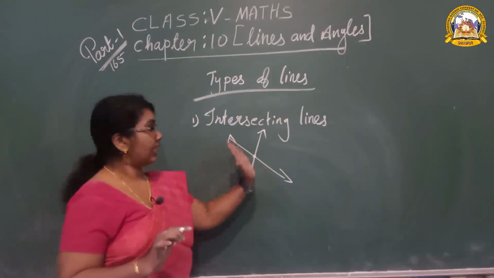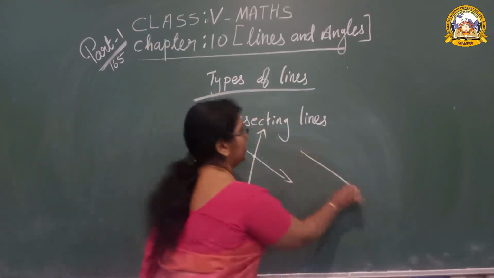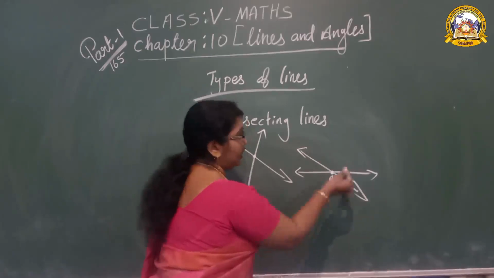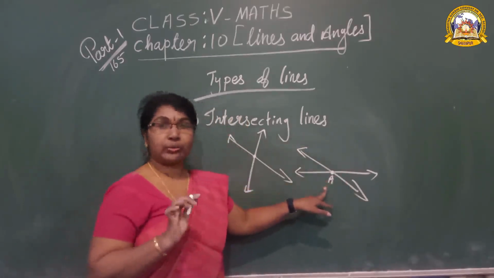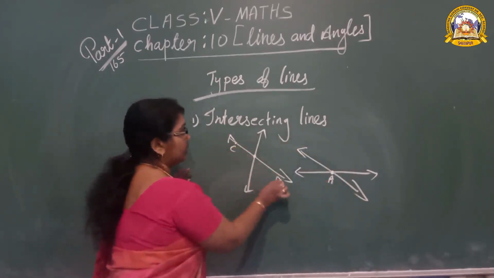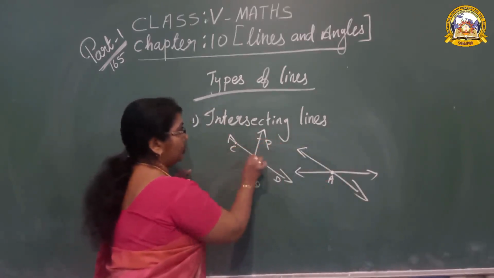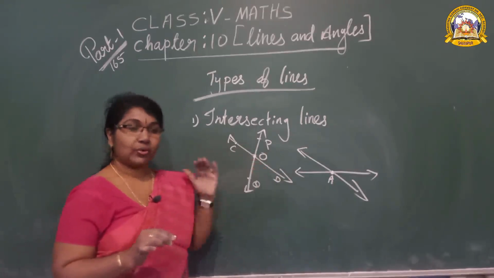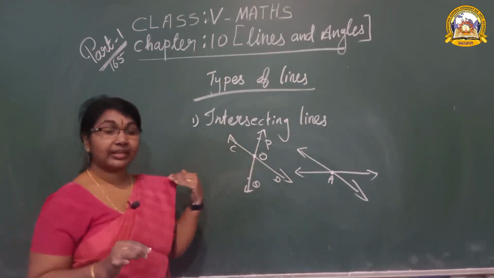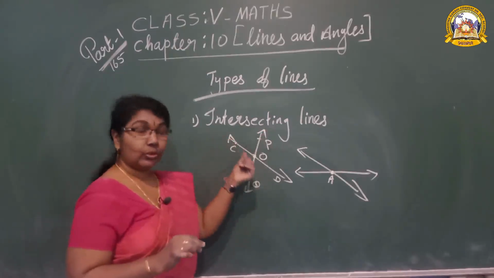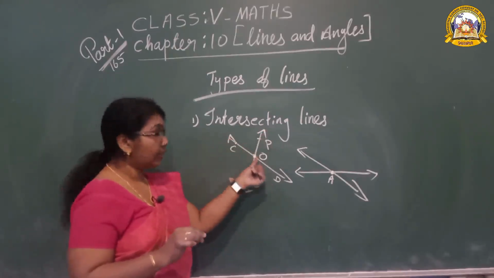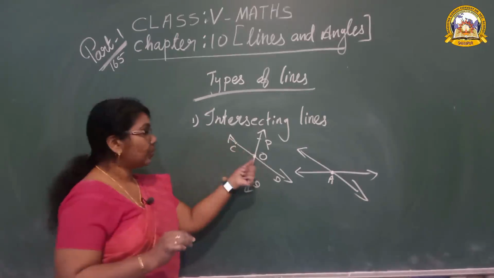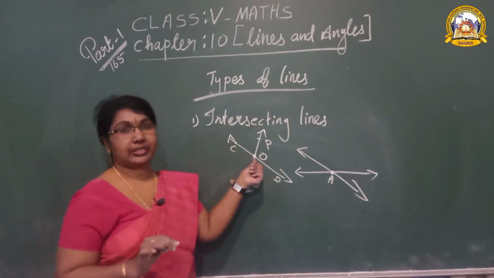Once more, two lines cross each other. Look here, this line and this line are crossing at this point, point A. This point is called the point of intersection. Look here, line CD and line PQ, both joining. Can you say what is the intersecting point? The intersecting point is O. Two lines crossing each other at one point are called intersecting lines.